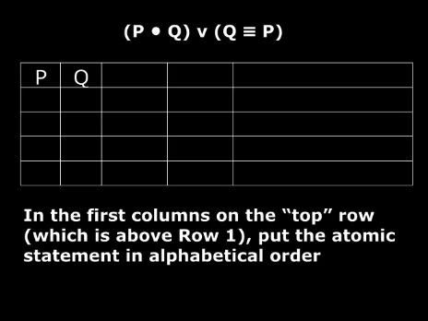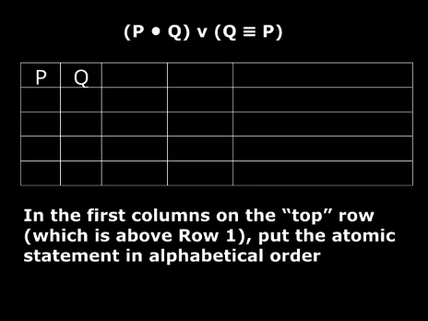But for purposes of this class, put them in alphabetical order, because in some cases there will be multiple choice questions of the form, you do a truth table and the question is, what letter appears in row 2, column 3? And in order to get the right answer to that question, you have to do the truth table with the atomic statements in alphabetical order. So that's why that's important.